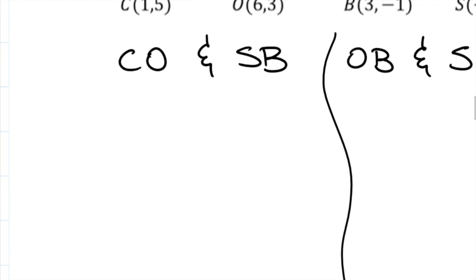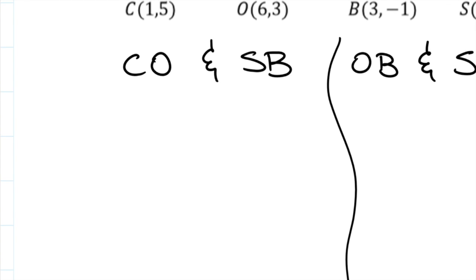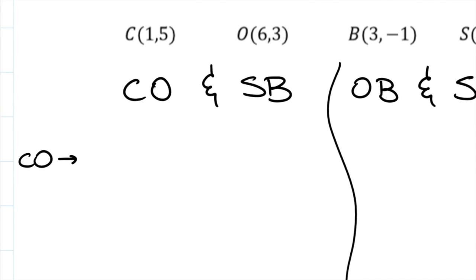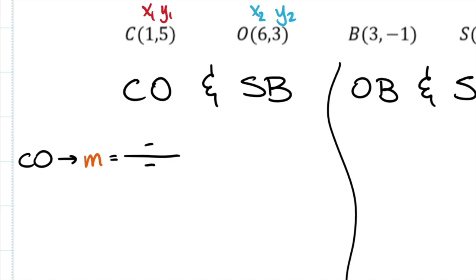So from C to O, it's pretty easy. We got our points right above it. That's pretty handy. So for CO, I'm going to just take these points. I can call this one x1, y1 and this one x2, y2. I'm just plugging them in the same way we did up top. So the slope is equal to y2, which is 3, minus y1, which is 5. On the bottom, we'll do x2 minus x1.